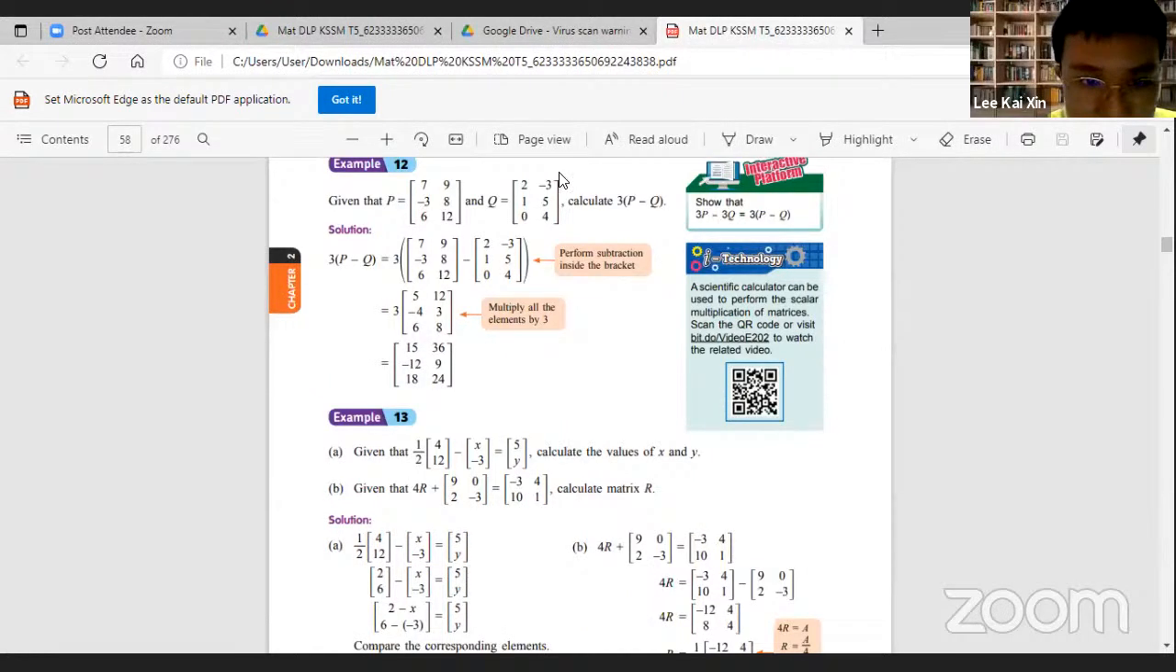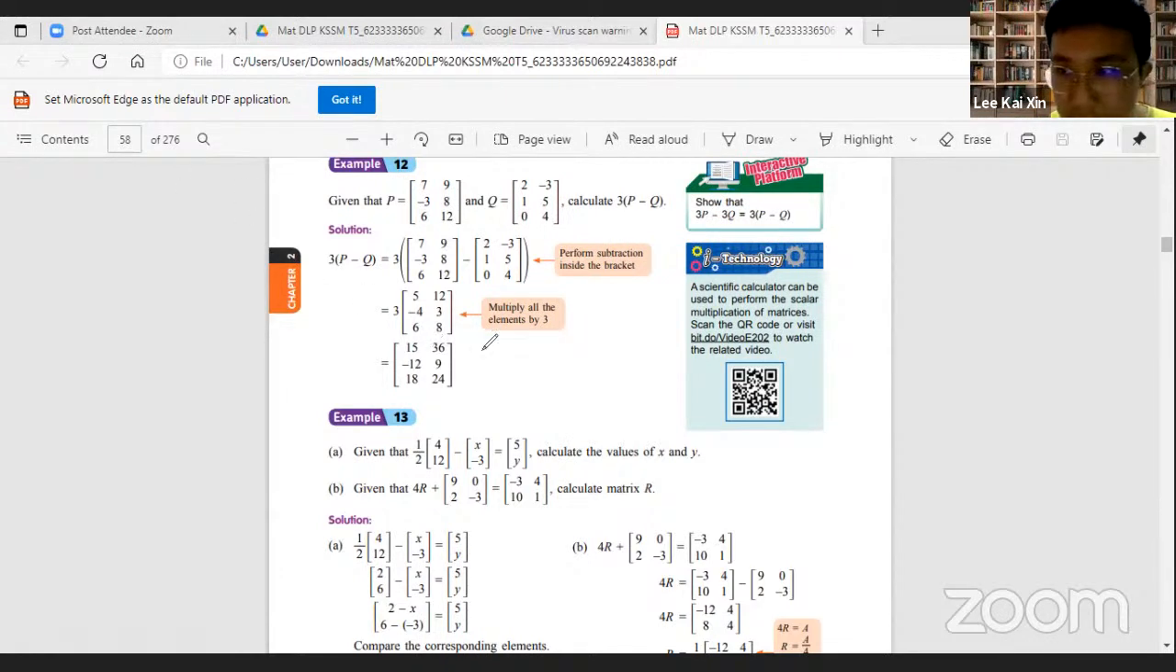You can see just now, you get like that. So this one 4R plus 9, 0 equals to 9, 0, 2, negative 3, 4, 10, 1. So they ask you to calculate matrix R. Okay, so how do you calculate matrix R?